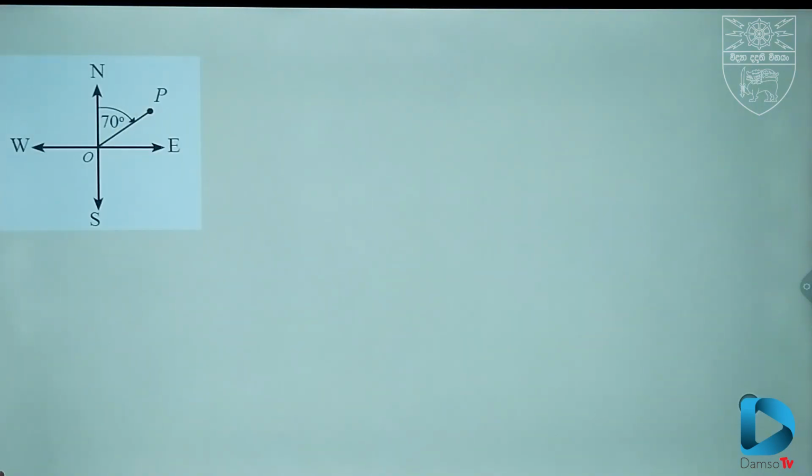Now try to express the direction of P. How to write it? N 70 degrees E. 70 degrees east of north. That is the way of writing this one. N 70 degrees E.